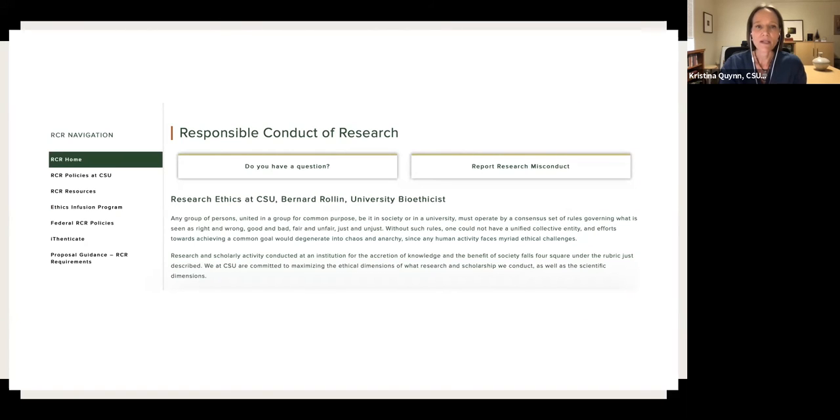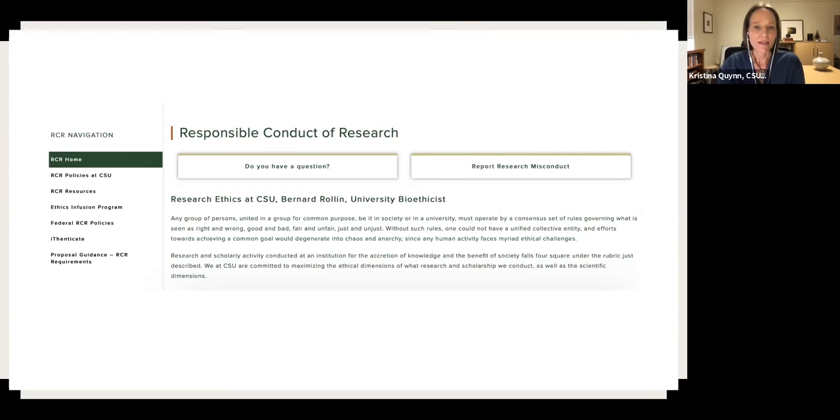So we're going to take a look specifically at what the responsible conduct of research department says. They say, talking about research ethics at CSU, coming from Bernard Rowland, a university bioethicist, that any group of persons united in a group for a common purpose, be it in a society or in a university, must operate by a consensus set of rules governing what is seen as right and wrong, good and bad, fair and unfair, just and unjust. Without such rules, one could not have a unified collective entity, and efforts toward achieving a common goal would degenerate into chaos and anarchy, since any human activity faces myriad ethical challenges. Research and scholarly activity conducted at an institution for the accretion of knowledge and the benefit of society falls foursquare under the rubric just described.